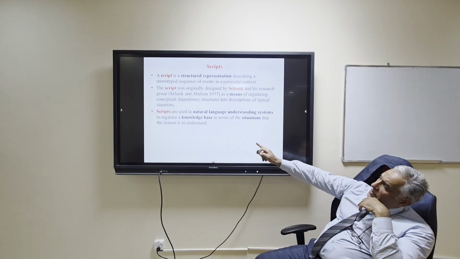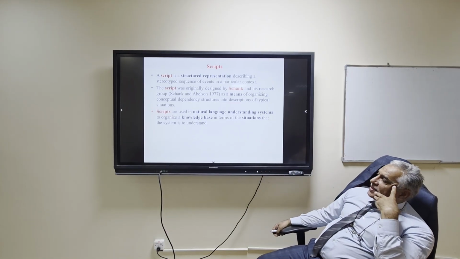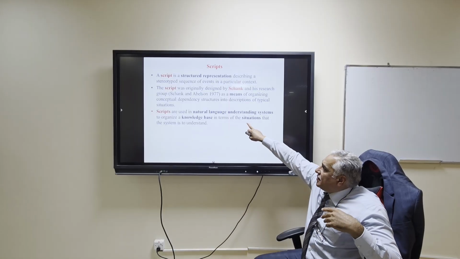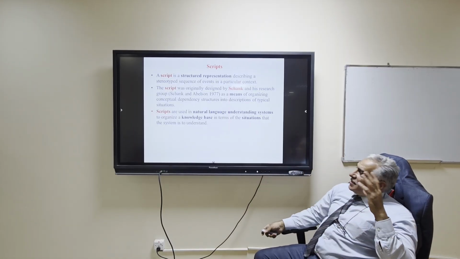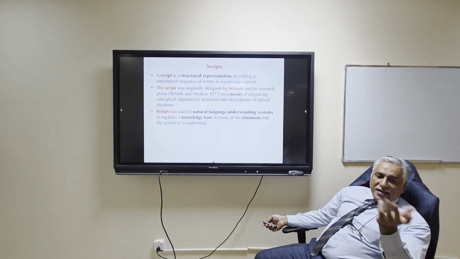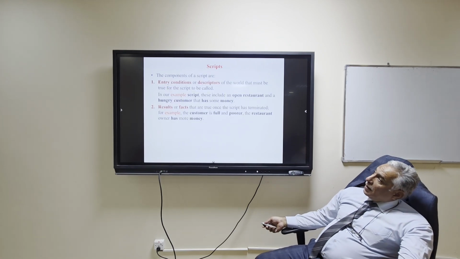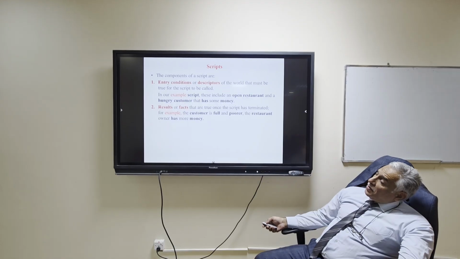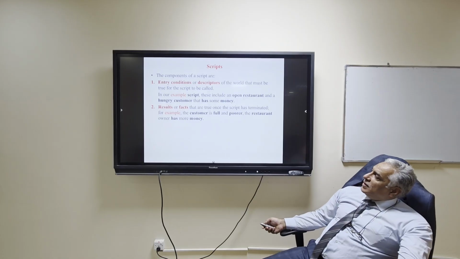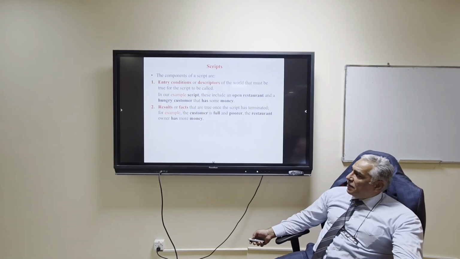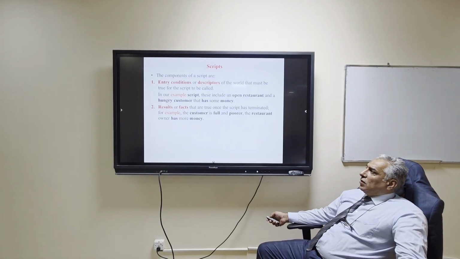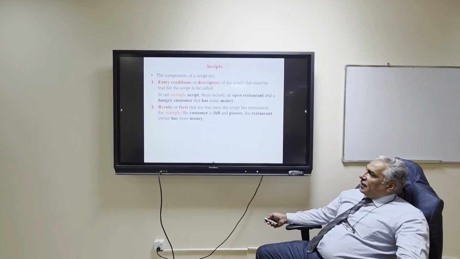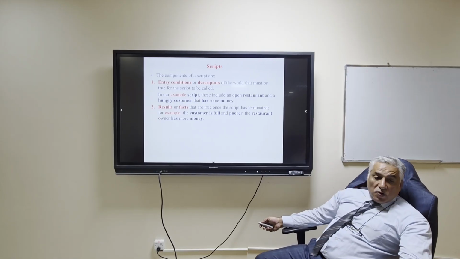Now, scripts are used in natural language understanding systems to organize a knowledge base of the situations that the system is to understand. The other thing is the results, or facts that are true once the script has terminated. For example, the customer is full and poorer. The restaurant's owner has more money.